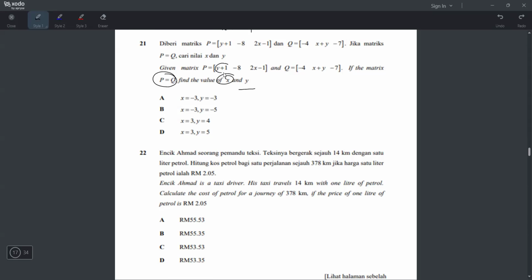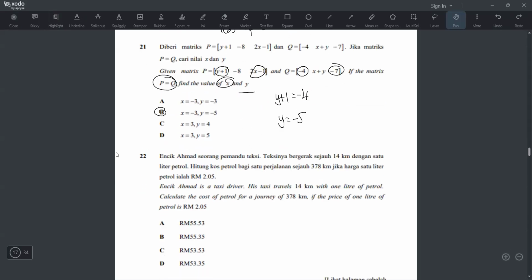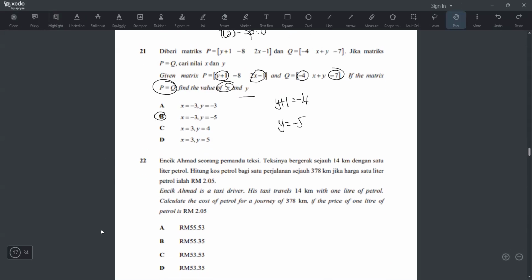So this number right here will be compared with this number, and then the middle one with the middle one, and the one on the right side compared together. So it'll be y plus 1 equals -4. So y equals -5. And if you look at A, B, C, D, y is -5, the answer is B. Because y has to be -5, you don't even have to compare the middle one or the right side. You already get the answer, and we are doing paper one. So once you see the answer, just circle it. Okay, done.